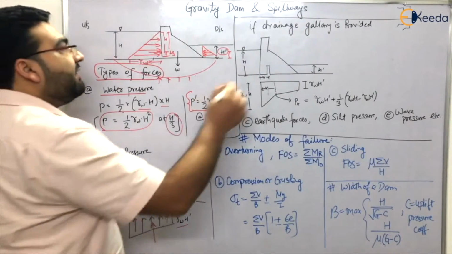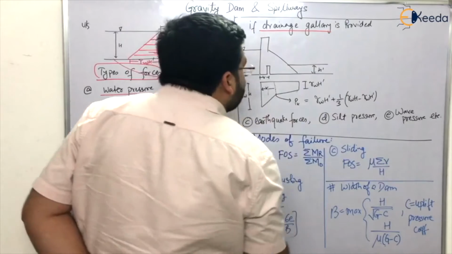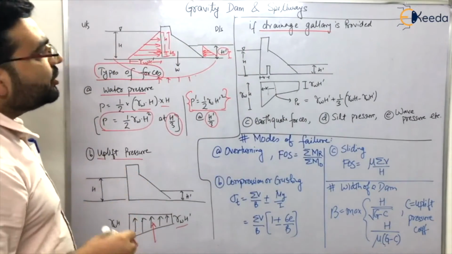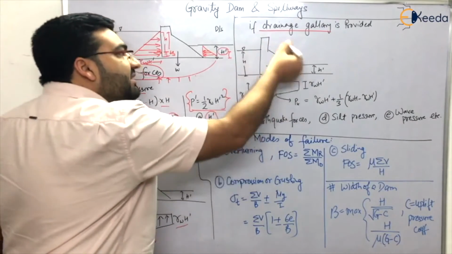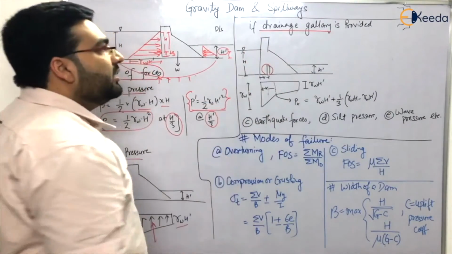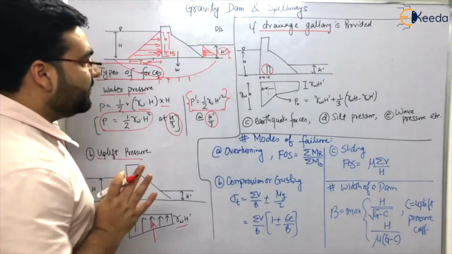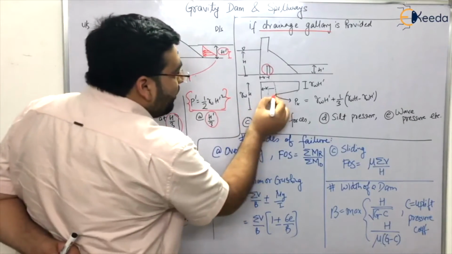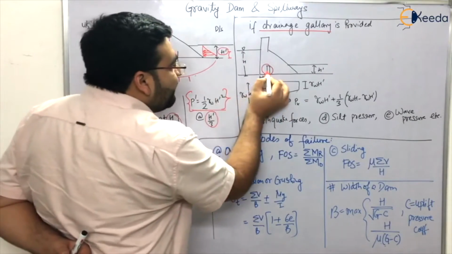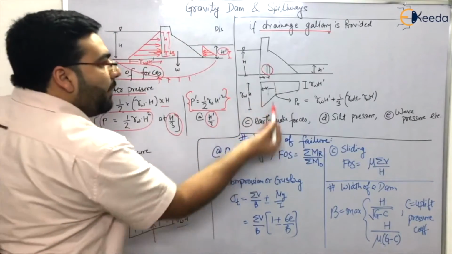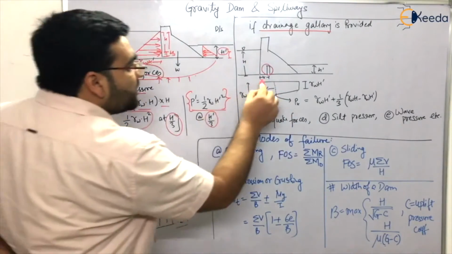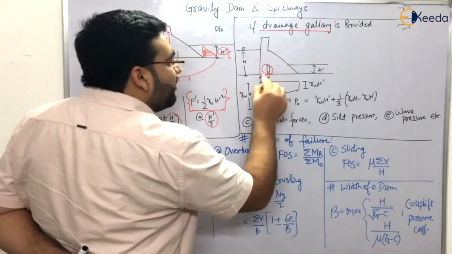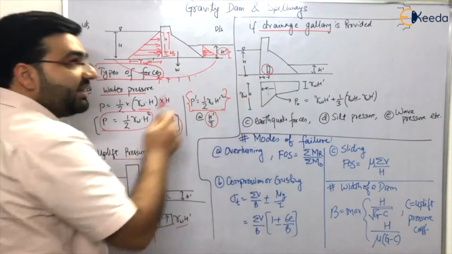Now, if we are providing a drainage gallery, the question is, why do we provide a drainage gallery? The answer is, students, that we provide the drainage gallery for the maintenance of this gravity dam. What happens is that if you provide a drainage gallery, the upward pressure decreases. Why? Because water will also go here, and then it will decrease.